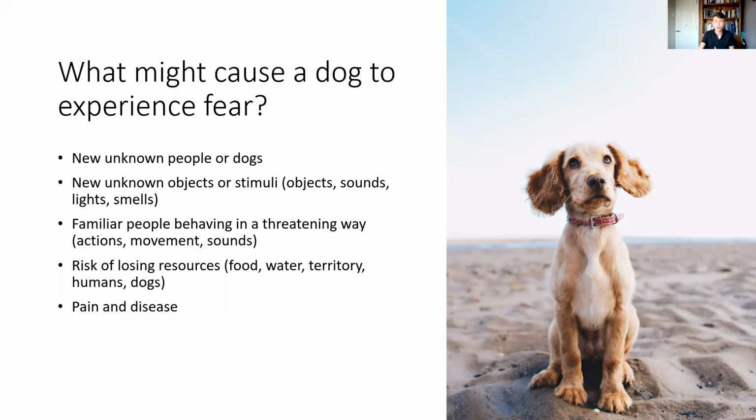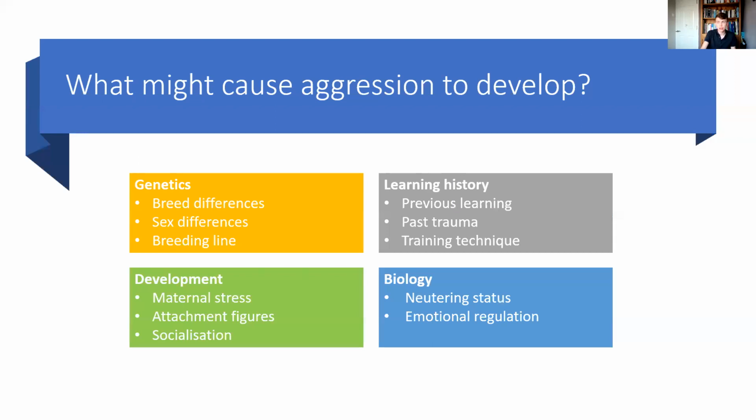So those are a few causes of fear, and I suppose the next interesting question that leads on from there is, why do some dogs experience fear in these scenarios and some dogs not? And there are quite a few reasons for that. And we're just going to go very, very briefly through some of these potential causes of fear and aggression to develop in dogs. So we're going to have a little look at genetics of the dog and how that might influence their development of aggression.